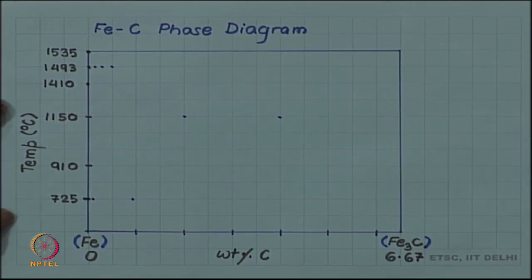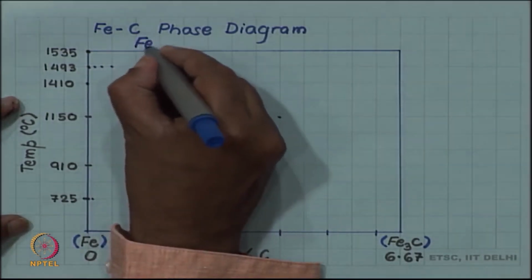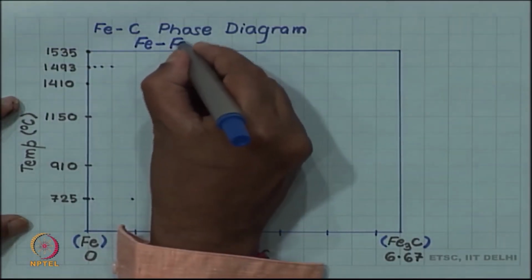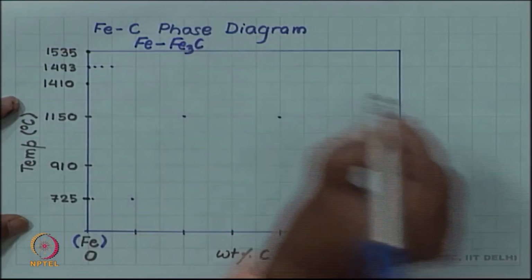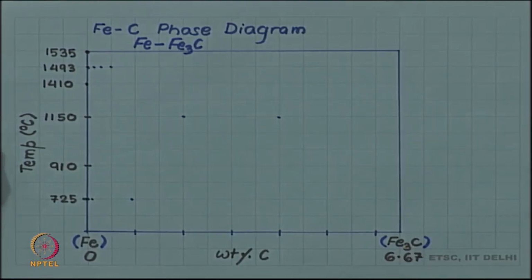So, sometimes because of this the iron carbon phase diagram is also called the Fe3C diagram. Iron carbide phase diagram is also sometimes used to indicate that we are ending at Fe3C.